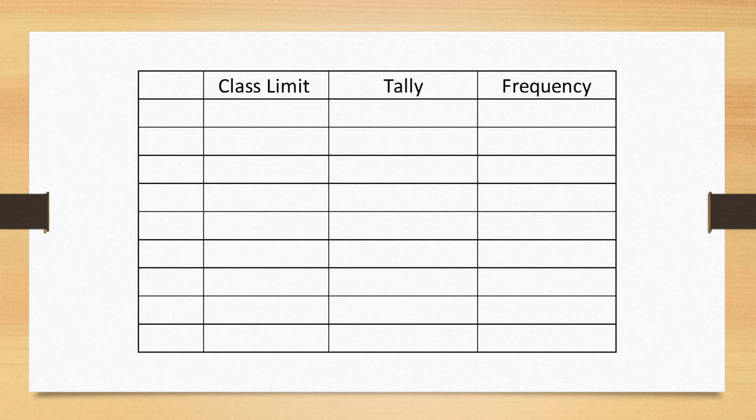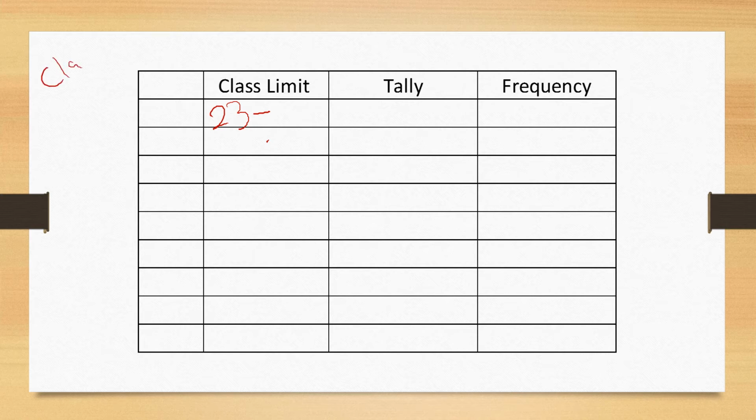Next we want to set up our class limits. Our frequency distribution also keeps a tally, and I'll show you why we do that in just a second, and then we will count our frequency. Our class limits always start with our smallest data value, so here it will be 23. Our class width is 7.